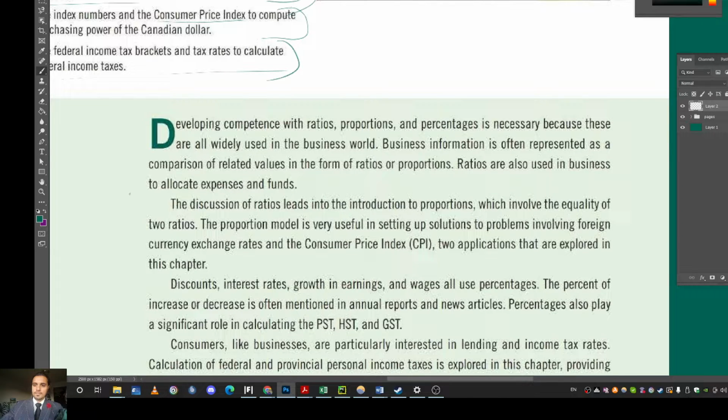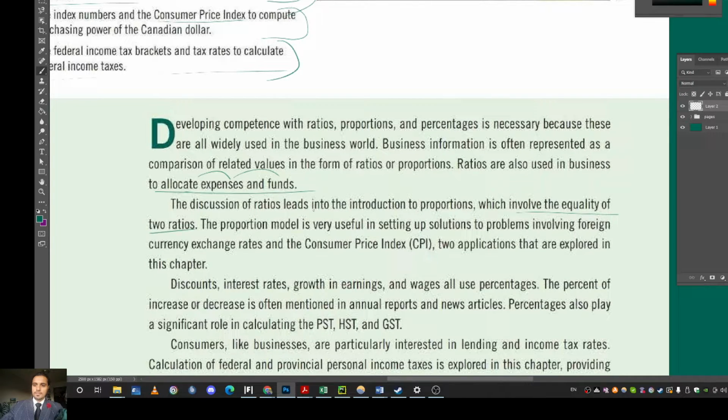Ratios are also used in business to allocate expenses and funds. So that's another use for ratios. Next, discussion of ratio leads into the introduction to proportions, which involve the equality of two ratios.